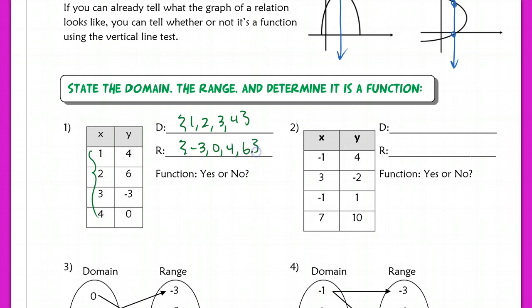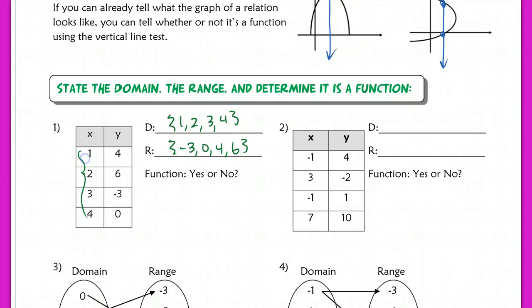You don't have to write it in smallest to largest, but I like to do it that way. Is this a function? All right, so you've got 4 different people, each with different outputs. So that's like having 4 different people with 4 different birthdays. Absolutely, this is a function, okay?